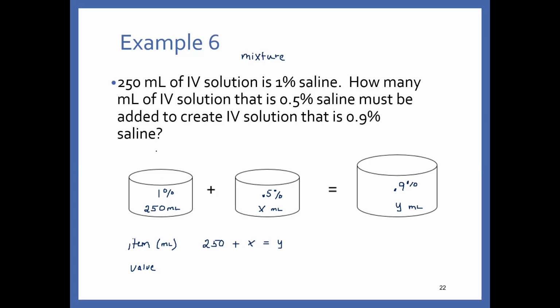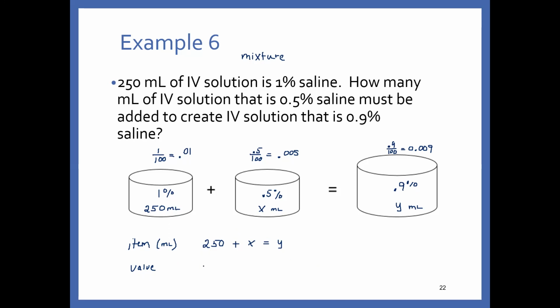So I need to change those percents to decimals. These are pretty difficult ones, so dividing by 100 helps me to get the decimal at the right place. So this is 0.01, and this next one, 0.5 over 100 is 0.005. And this final one, 0.9 over 100, is 0.009.